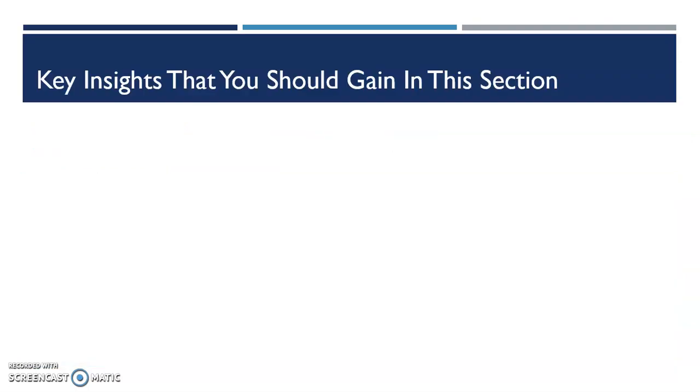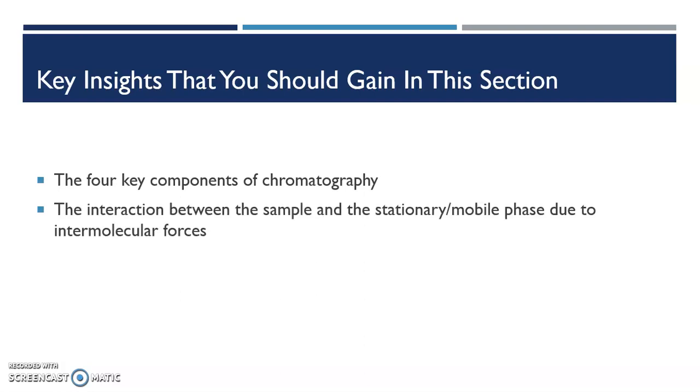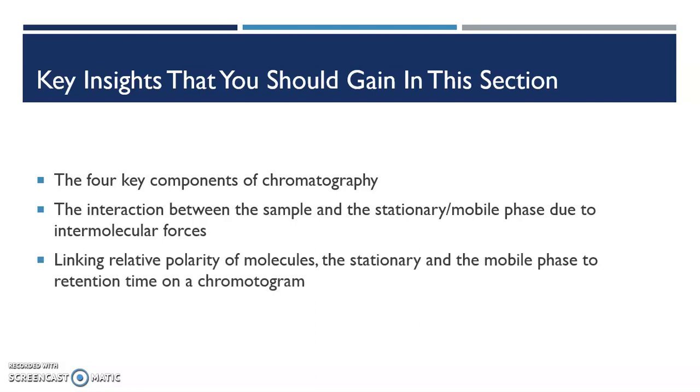Okay. The key insights that you should gain from this section are basically what you need to focus on among all the other information: the four key components of chromatography; the interaction between the sample and the stationary and mobile phase due to the intermolecular forces; and you should be able to link relative polarity of molecules and the stationary phase and the mobile phase to the retention time on a chromatogram. Or sometimes we also call it retardation time factor.